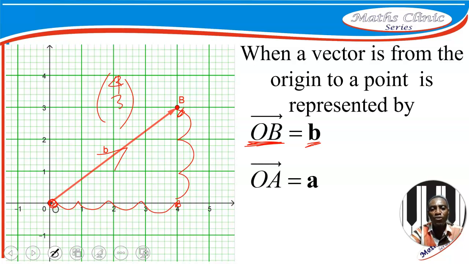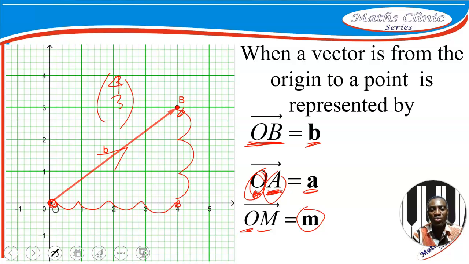We'll learn more about that in our subsequent videos. If I start from O, that's the origin, to A, then I can represent that by a small letter a. That means the person started from O and is moving towards A. O is your initial, A becomes your terminal as well. Again, if someone starts from O and moves towards M, O is the initial, M is the terminal, and we can use small letter m to represent that.